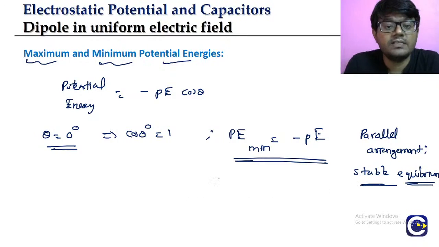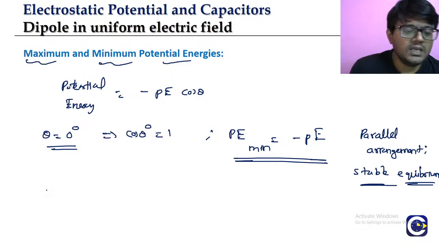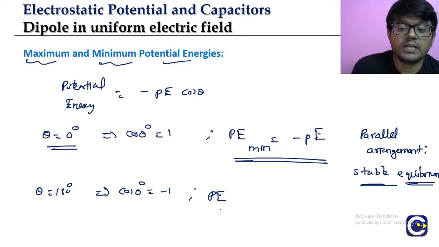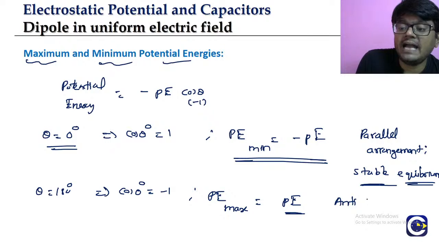இப்போ நமக்கு புரியும் why this stable equilibrium concept is coming. ஏன்னா the dipole ஓட potential energy will be minimum in the parallel arrangement. இங்க பாருங்க, theta is equal to 180 means cos theta ஓட value will be minus 1. Then potential energy maximum. Cos theta பதிலா minus 1 substitute பண்ணா minus into minus becomes plus. So this is what we call as the anti-parallel arrangement.